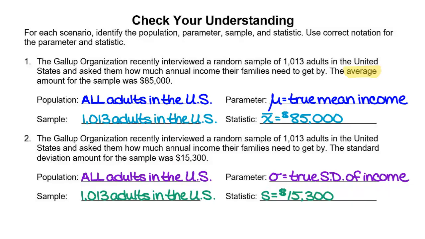So this says the standard deviation for the sample was 15,300. We would use S for that because that's a statistic. The standard deviation, or sigma, would be whatever the true standard deviation is. So I would need information from the entire population about what their income is, and then I could calculate the true standard deviation.